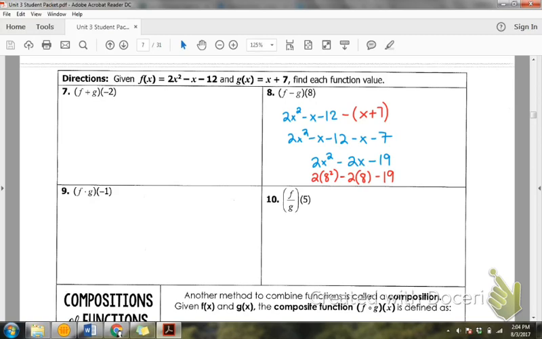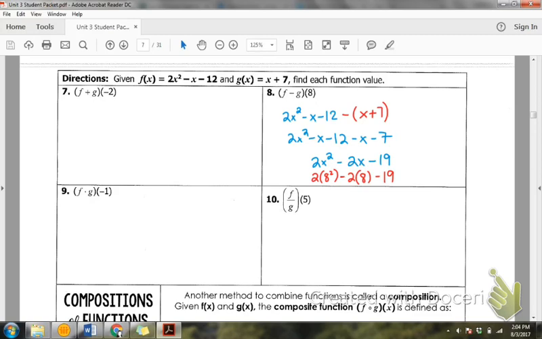Wait, so the number for this represents x? Yes, the number they give you at the beginning represents x. Once you have simplified everything, then you may plug in the number. That would still be order of operations. Will I still have my x when I'm done? No, you should not have an x in your problem anymore.